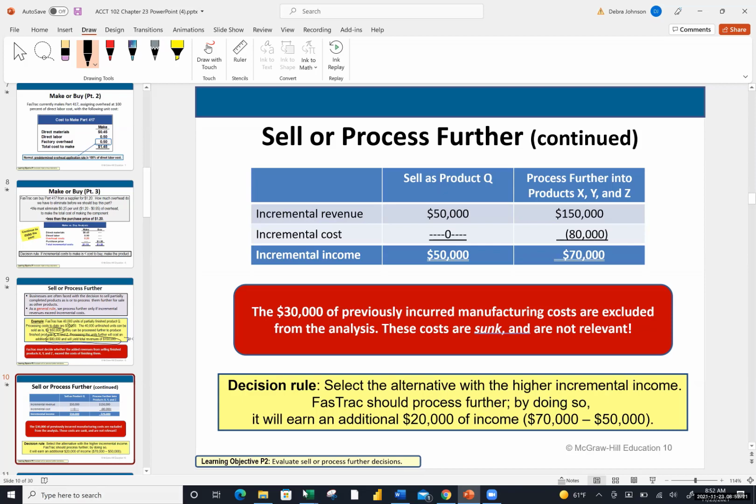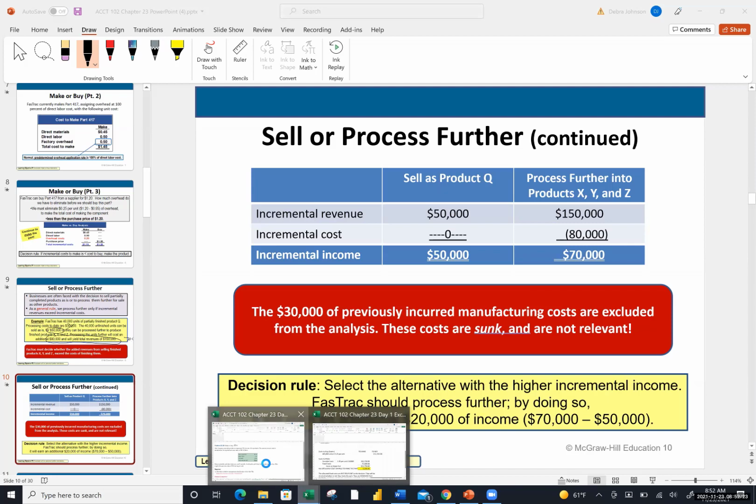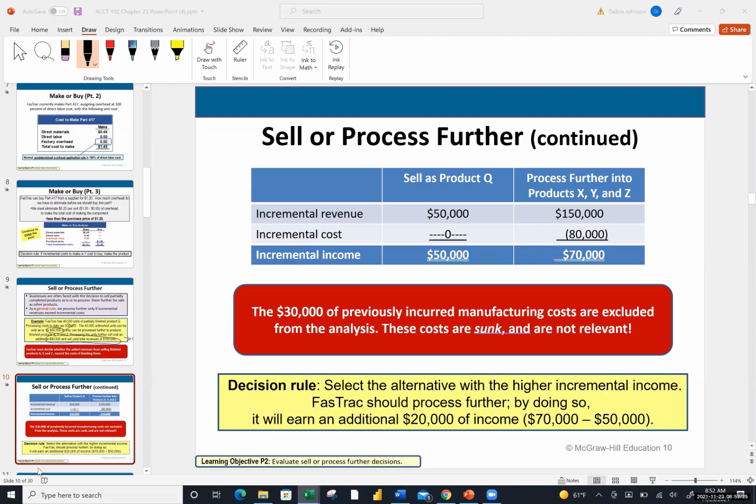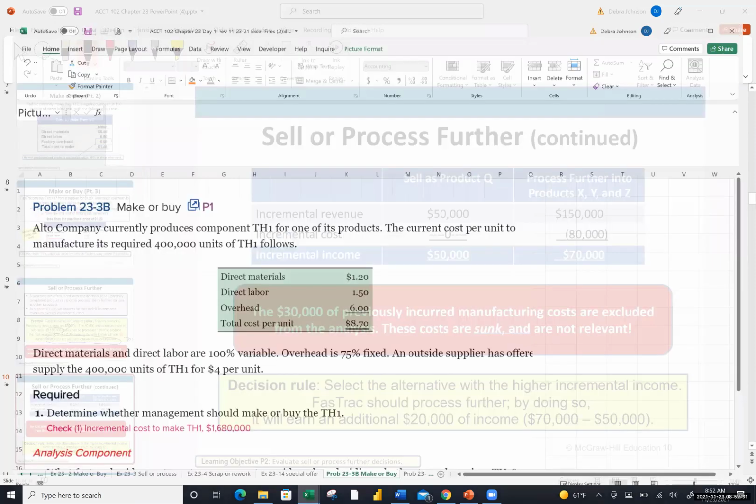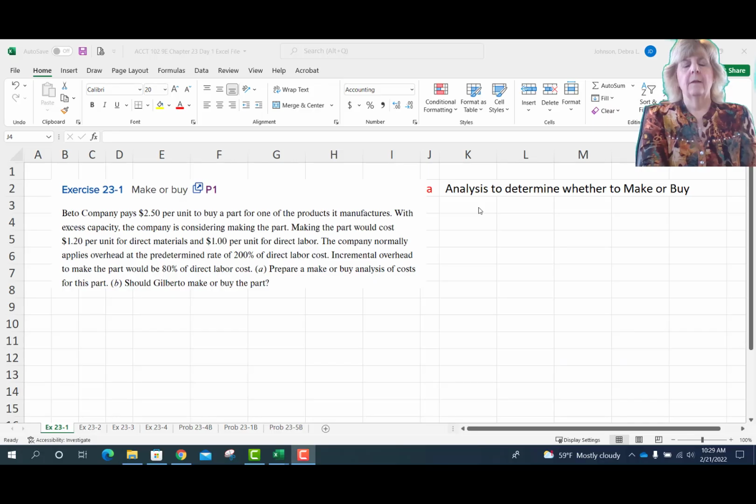Alrighty, let's go pick up our Excel spreadsheet. And let me get to the beginning. It's like I was looking at the last problem. And here we go with a make or buy problem. There is no one right way to do this. We want to focus on determining what information is relevant to the decision to be made. And we want to cross out any data that is not relevant. I think that will be the toughest part of the chapter.